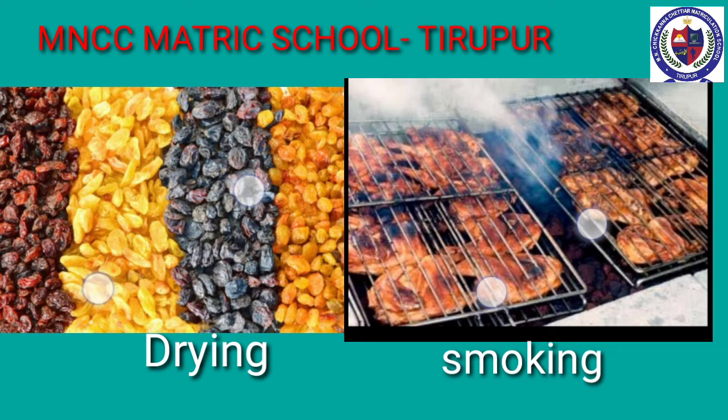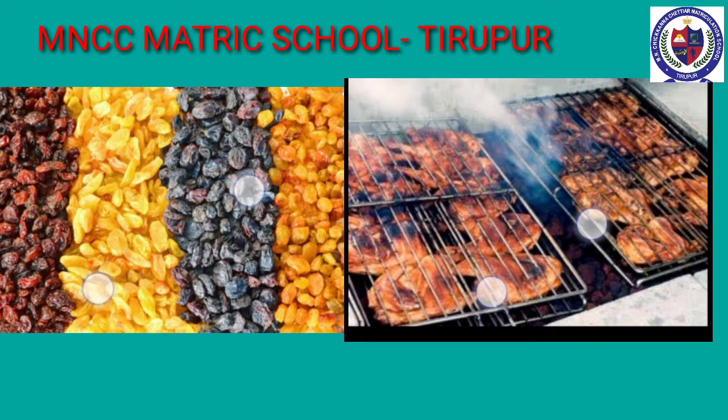First one, drying. Drying is the process of preservation of food by removal of water or moisture content in the food. It can be done either by sun drying or vacuum drying or hot air drying. Drying inhibits the growth of microorganisms such as bacteria, yeast, and molds. Smoking. In this process, food products like meat and fish are exposed to smoke. The drying action of the smoke tends to preserve the food.